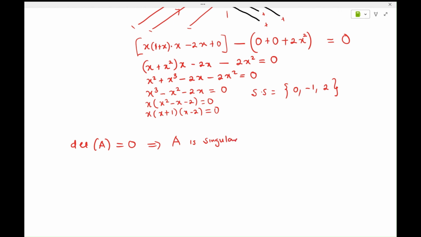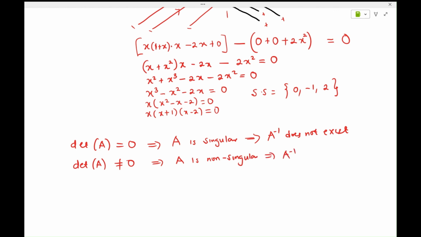And if a matrix is singular, what does that mean? It means that the inverse does not exist, so you cannot find the inverse. But if the determinant of matrix A is not equal to 0, then this means that the matrix A is non-singular, and that means we can find the inverse of that matrix.